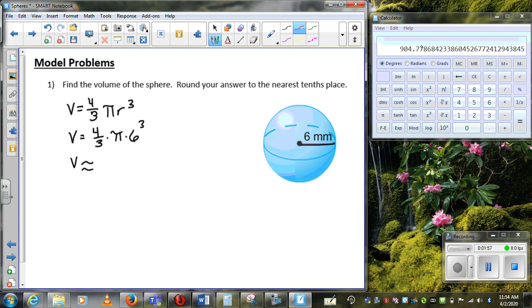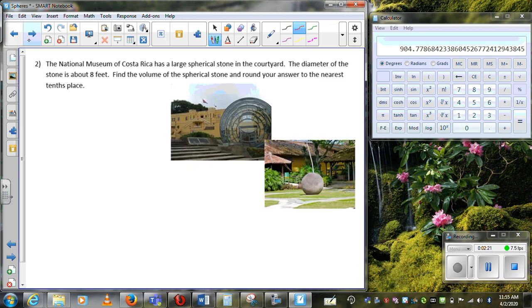904.778. Now it says round to the nearest tens place, so let's look. The tens place is a 7, and the digit after that is a 7, so it's 5 or more. Raise that score. So 904.8, and these would be cubic millimeters. Half the battle here is knowing how to use your calculator. So let's take a look at the next one.